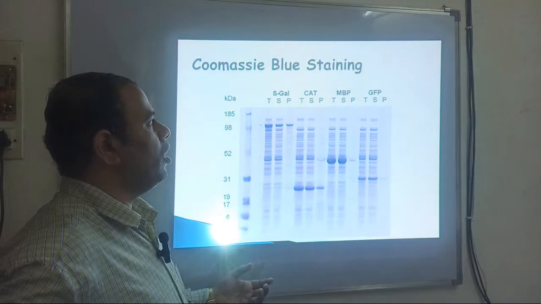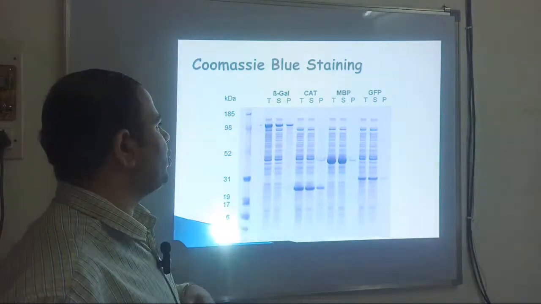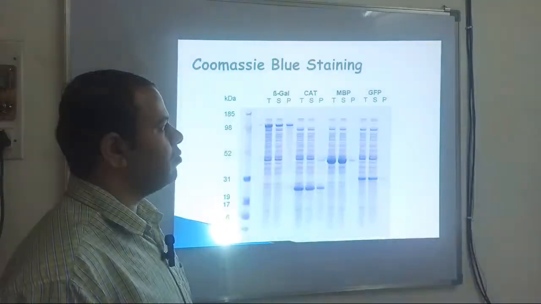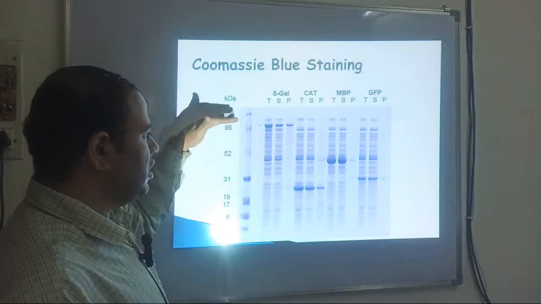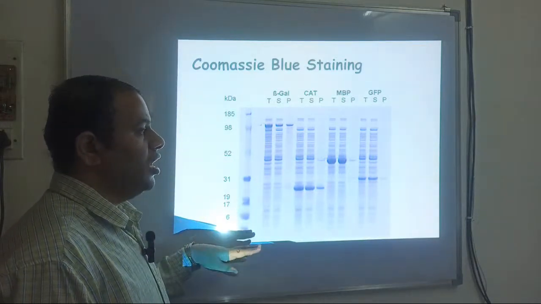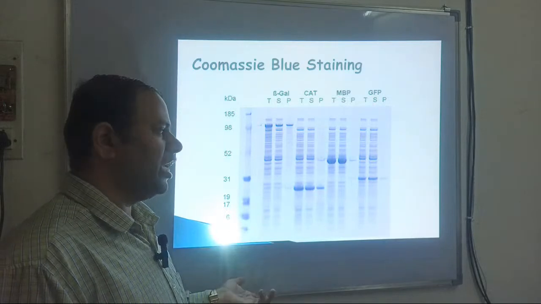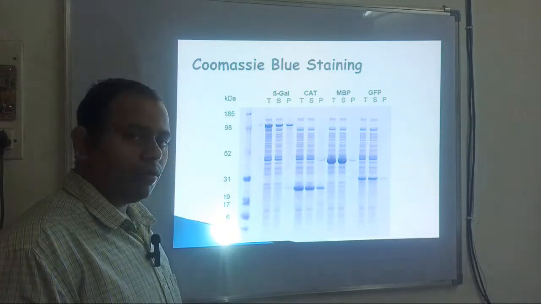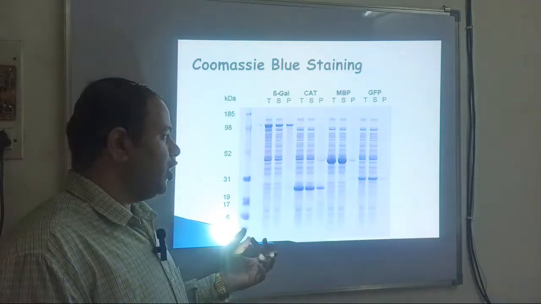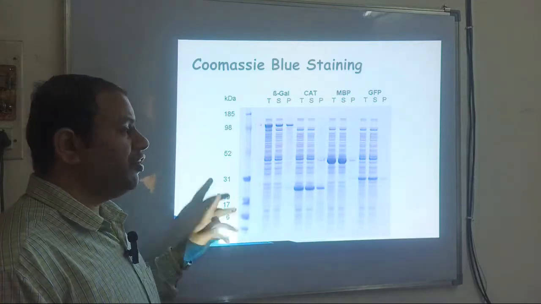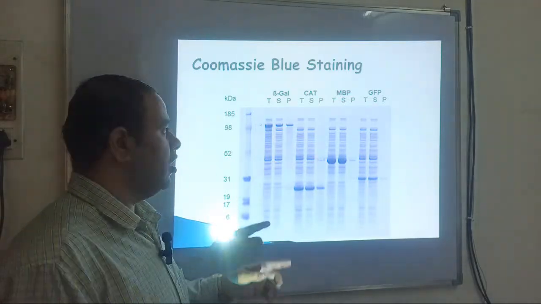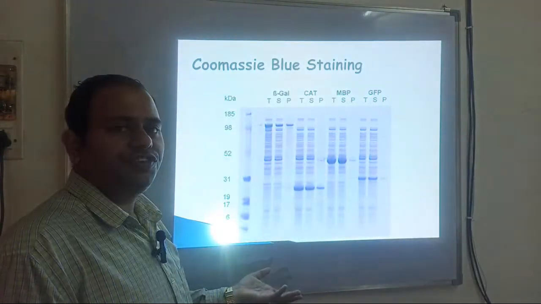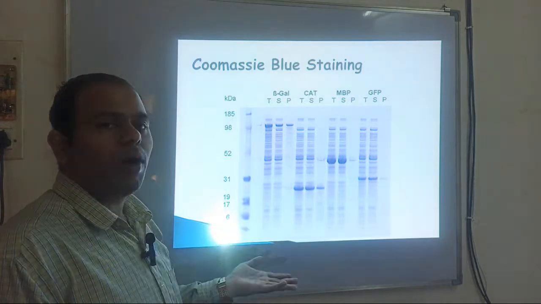Okay, I'll show you just an example of SDS PAGE. You can see here beta galactosidase, then CAT protein, MBP protein, and green fluorescent protein separation is done. The separation is done on the basis of molecular size. The protein bands are normally not visible. In case of DNA, for it to be visible, we add chemicals like ethidium bromide. But in case of protein molecules, you have to use different stains after the electrophoresis is done. Now this staining is Coomassie brilliant blue staining. This is a blue colored dye which is used for staining. That is Coomassie brilliant blue.